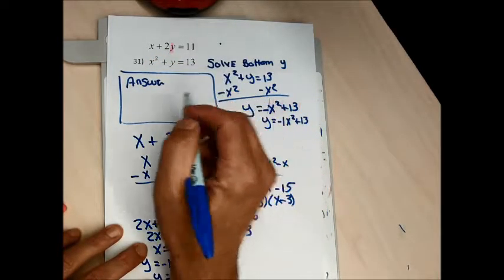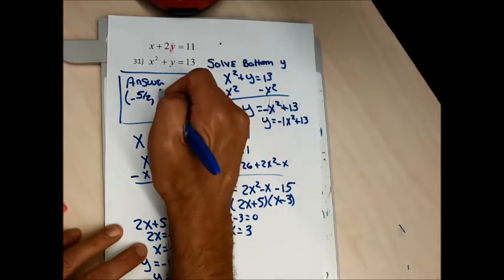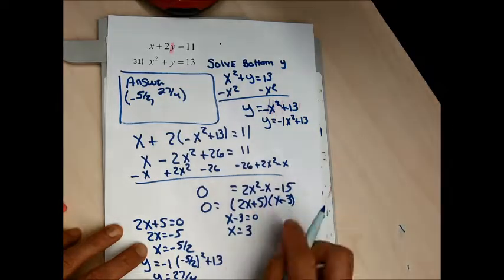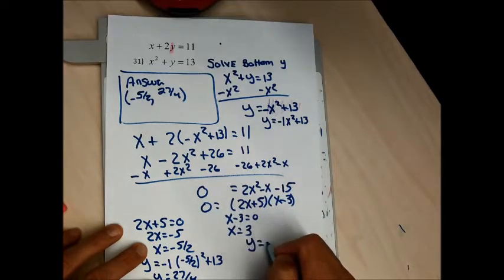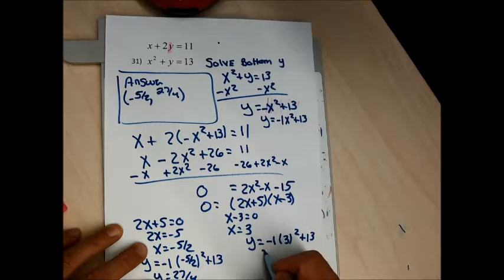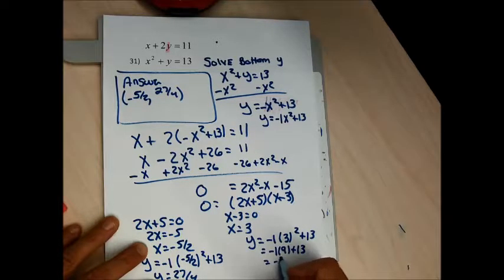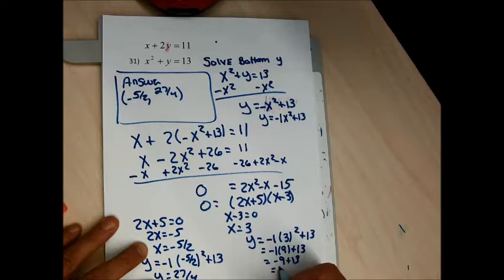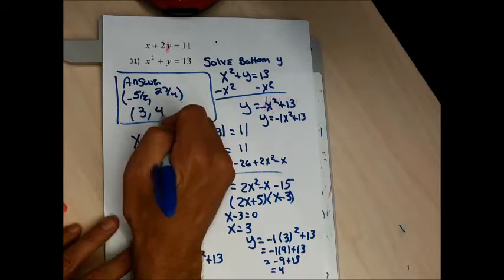So one of the answers is x equal to negative 5 halves, y equal to 27 over 4. The other one, when I plug x equal to 3 into this, I'm going to get y equals negative 1 times 3 squared plus 13. That's going to be negative 1 times 9 plus 13. That's negative 9 plus 13, which is 4. That's going to give the answer x equal to 3, y equal to 4.